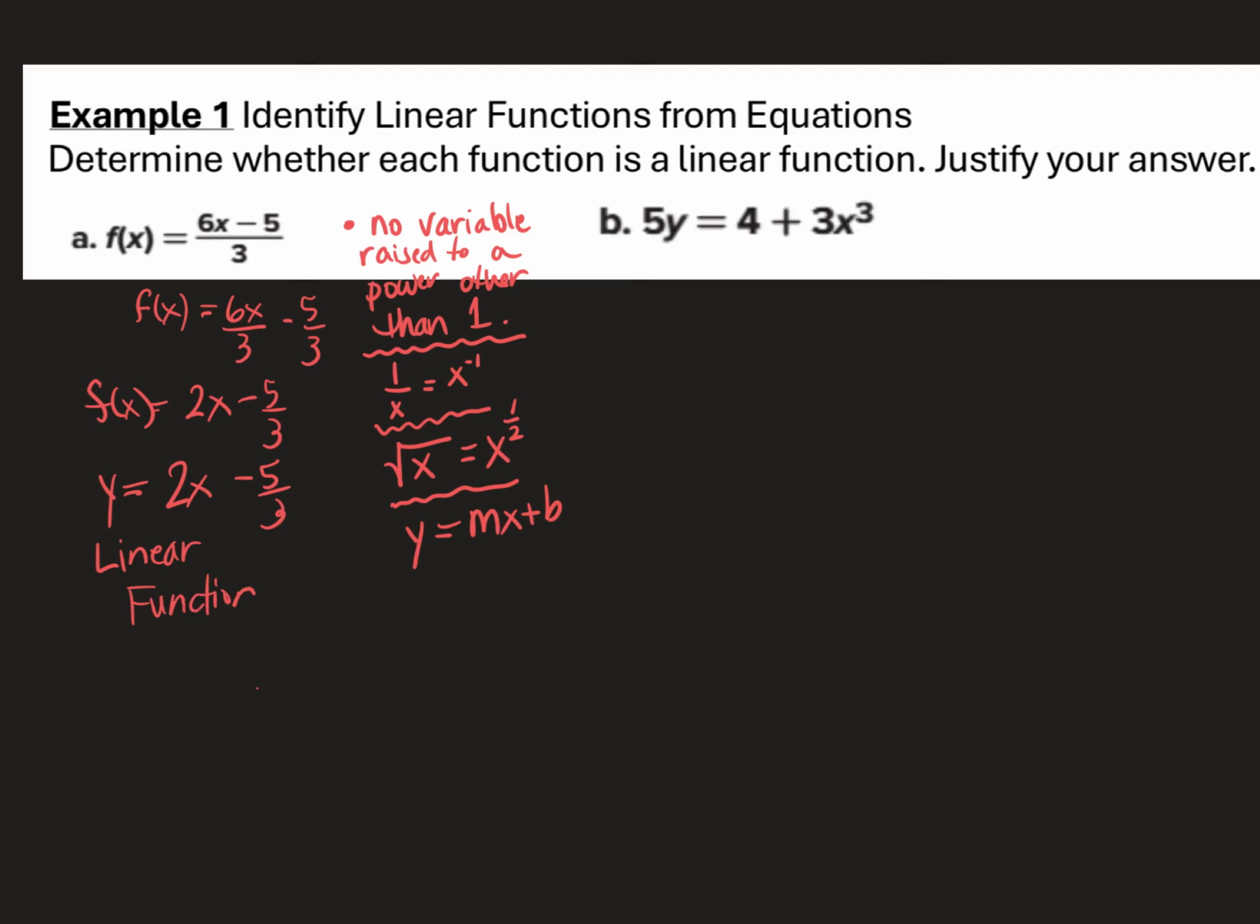For letter B, I have y to the first power and x to the third power. So that tells me that this one is not linear because of that raised to the third power. Moving on to example 2.